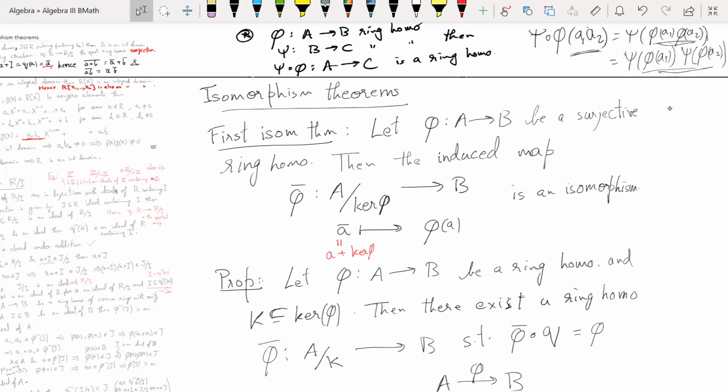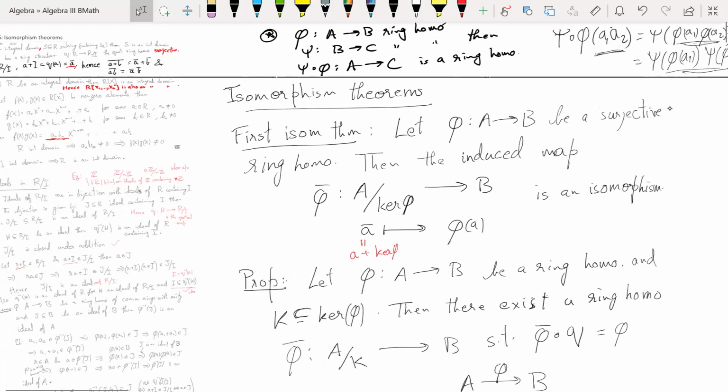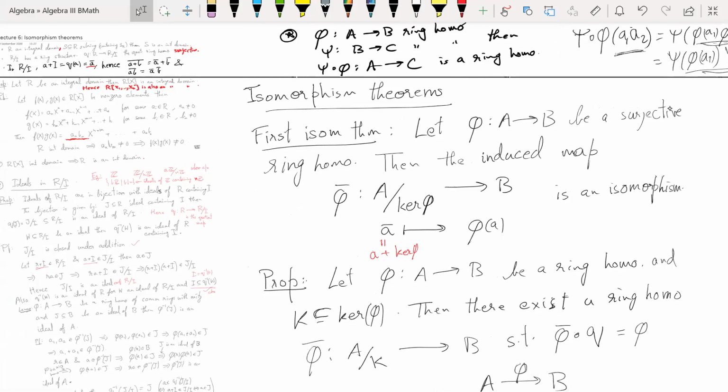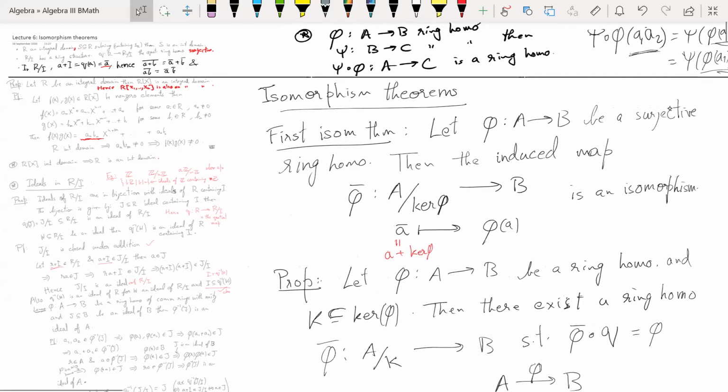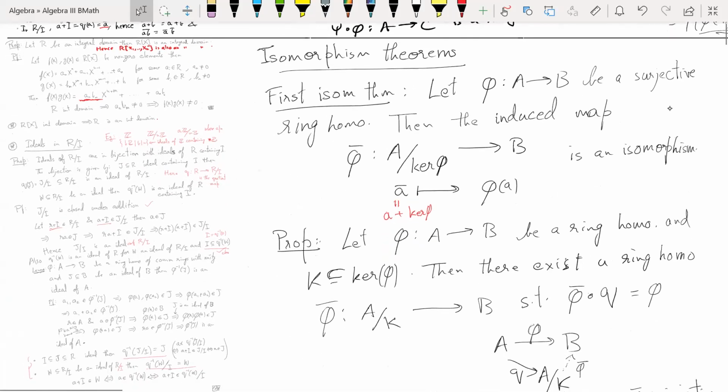Okay. So the first isomorphism theorem is a special case of this next proposition. Sometimes this next proposition is called the first isomorphism theorem. They are all related statements.